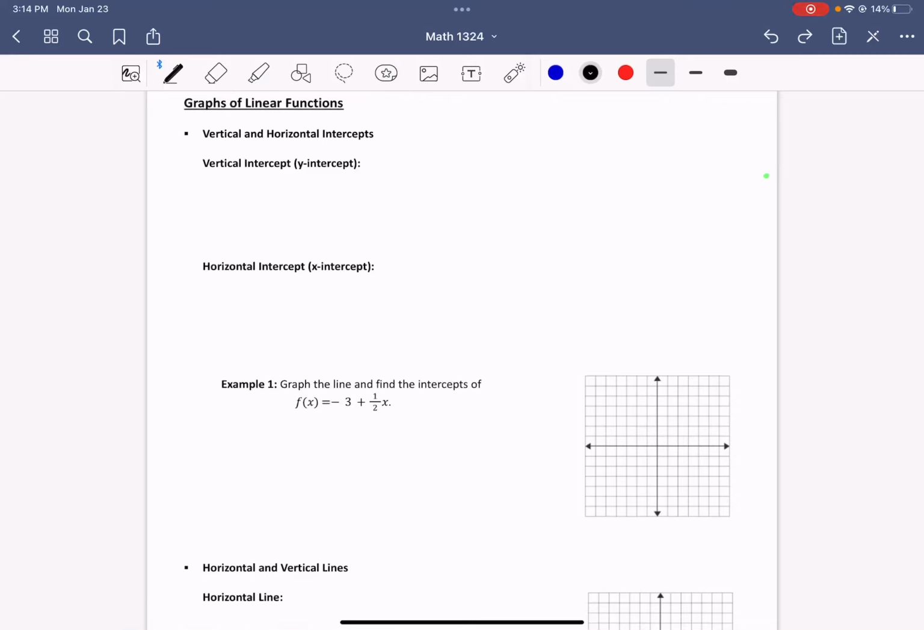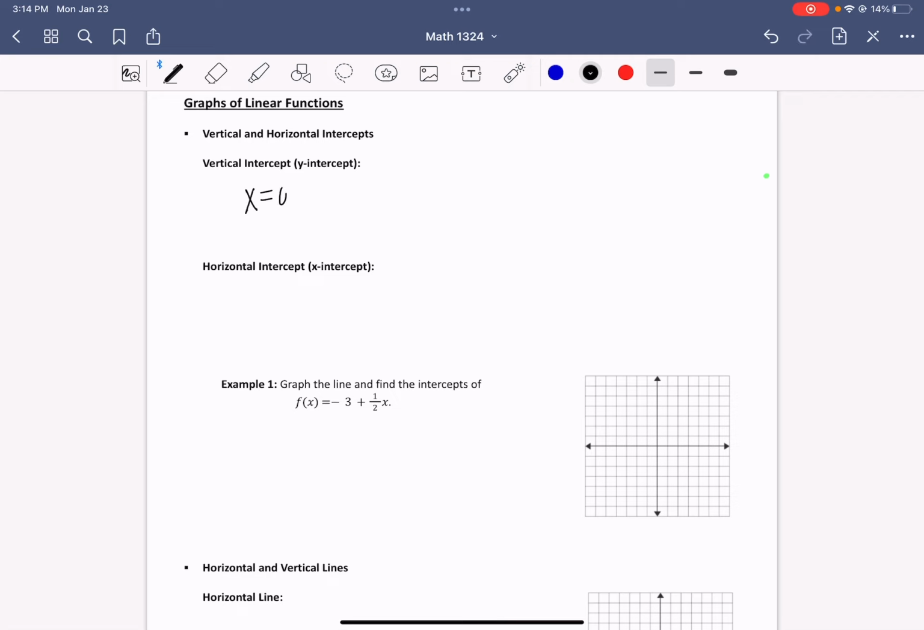Graphs of linear functions. We're going to look at first two identifiers that we can use when we're looking at linear functions, and that's your vertical and horizontal intercepts. So what we're going to do is first figure out how to find them algebraically, and then we're going to use them in order to graph a line.